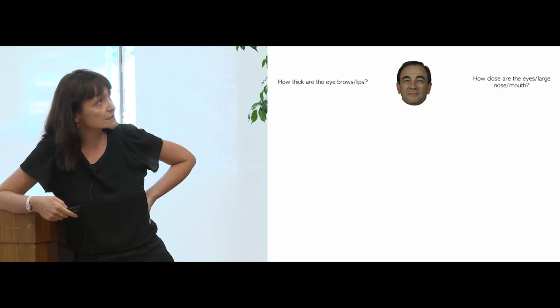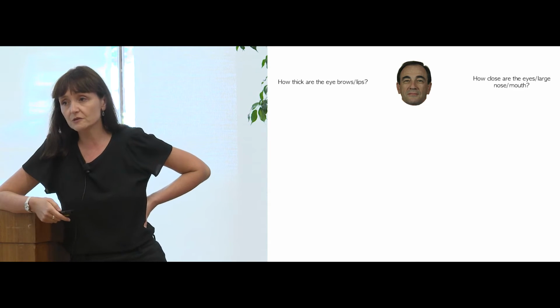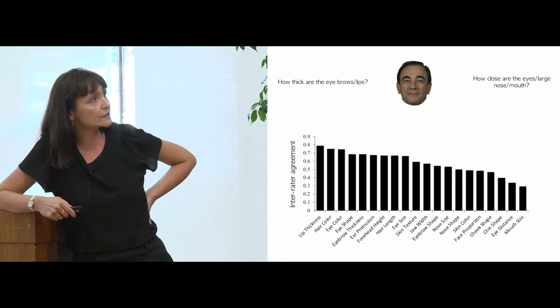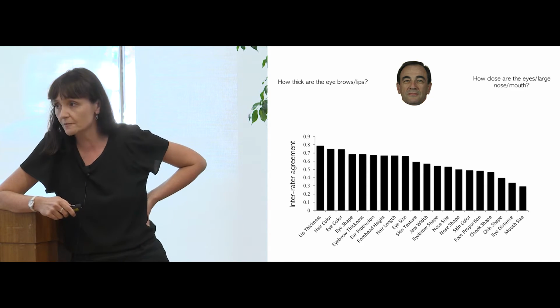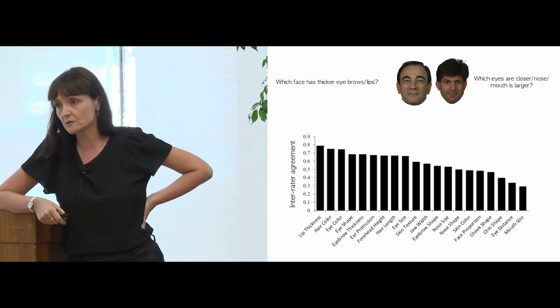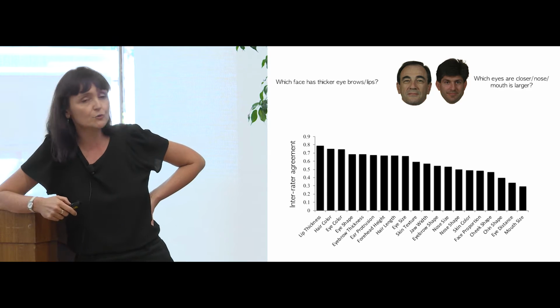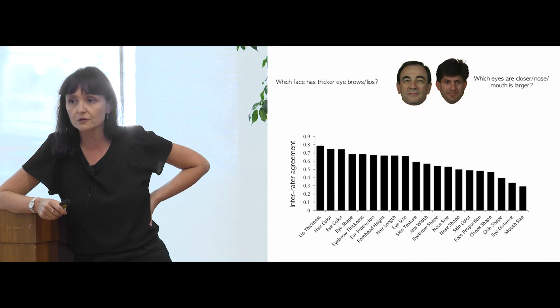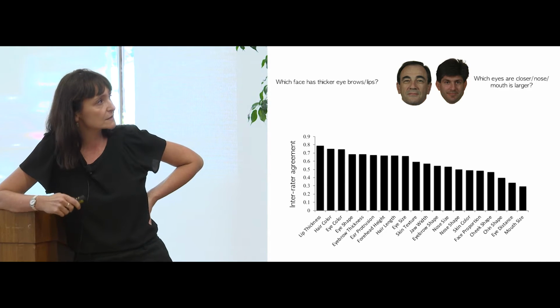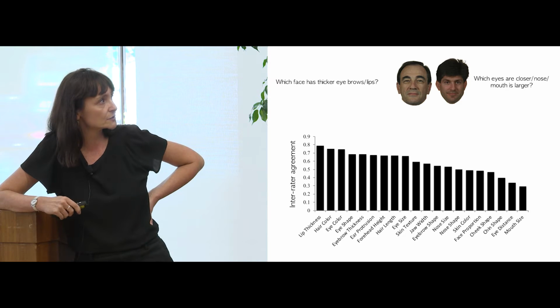And one thing that we realized is that when we asked subjects to rate those different features, there are some features for which we got higher inter-rater agreement, such as lip thickness and eyebrow thickness, versus other features for which we got lower agreement, such as mouth size, eye distance, and chin shape. Okay, and we got these measures both when we asked subjects to do the rating, as I showed you, but also when we asked them to compare faces across those different features. So which one has thicker eyebrows, which one has a larger nose. For those two methods, we got something very similar in terms of the inter-rater agreement.